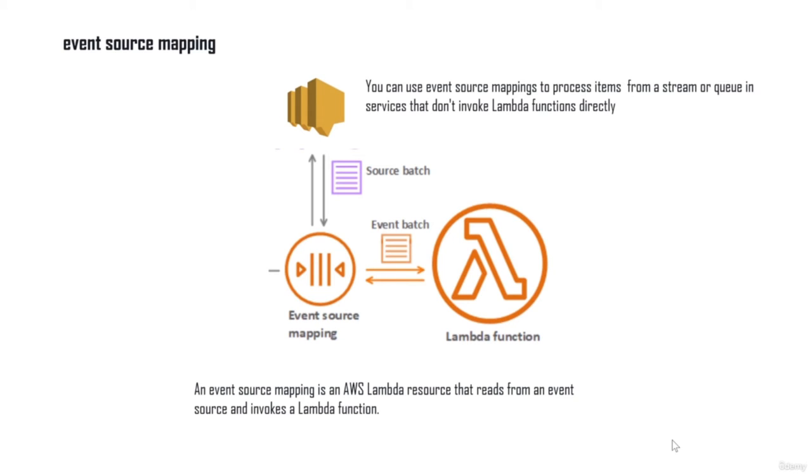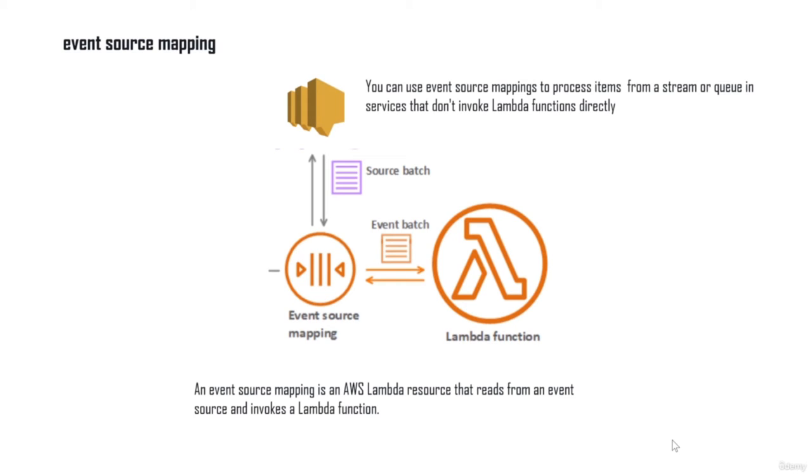Similarly, if you have a Lambda that is connected with a queue, it is not the queue that will send a message directly to the Lambda. However, it is the Lambda that keeps polling for the queue and checks whether there are any new messages that is available. So to do that, what it uses is an event source mapping. And it is this event source mapping that connects the queue to this particular Lambda. And the Lambda will keep polling for the event source mapping.